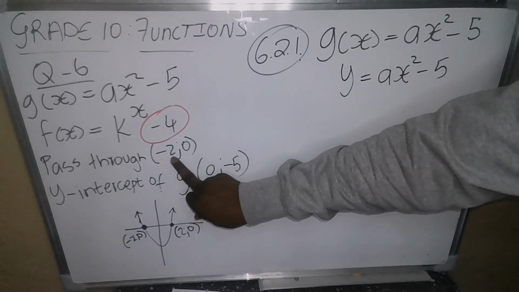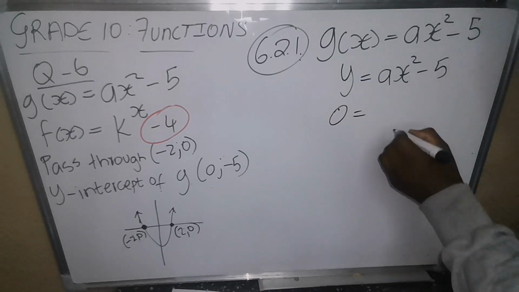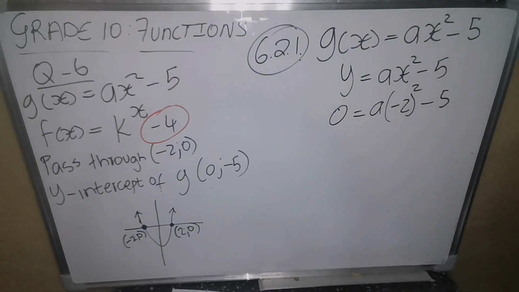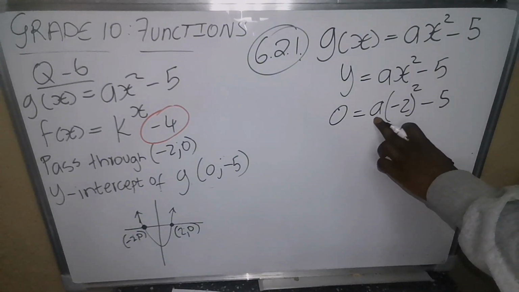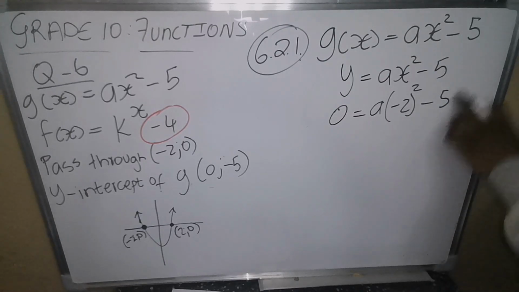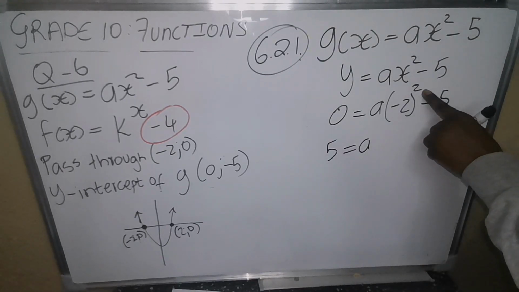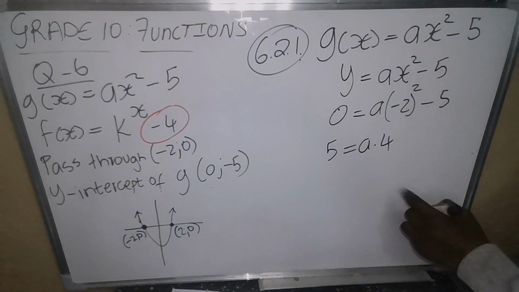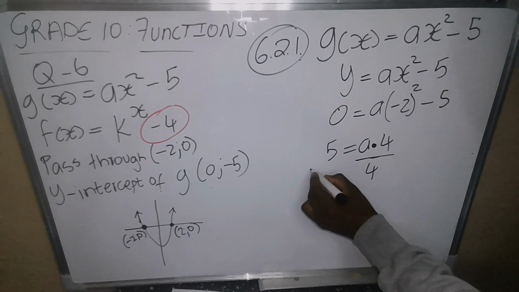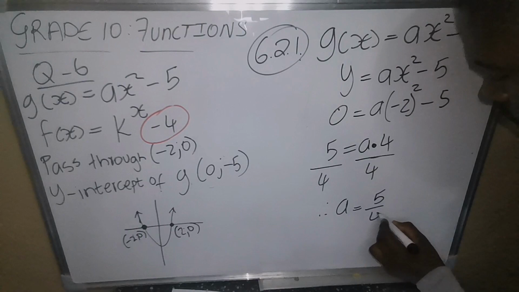Where I see x, I put in -2. Where I see y, I put in 0, to find a. 0 equals a times (-2) squared minus 5. Whatever does not have a, you take to the other side. 5 goes to the left: 0 plus 5 is 5, equals a times (-2) squared, which is 4, so 4a. I divide both sides by 4. Therefore, a is equal to 5 over 4.